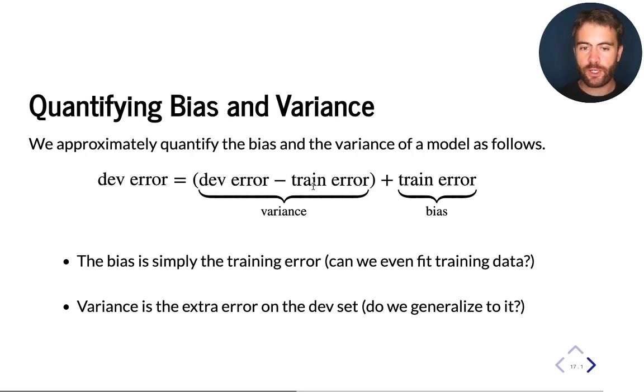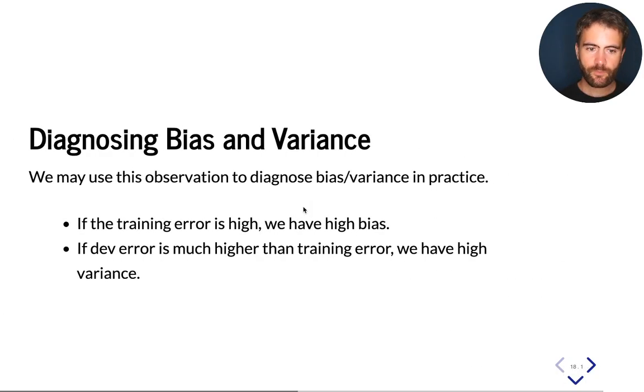Does the model generalize to new data? Does the model generalize to the development set? And if on the development set it has a much higher error, well, whatever it has learned on the training set doesn't generalize. And therefore, this is a sensible estimate of variance. So using these two estimates, we can diagnose whether our model is currently having high variance or high bias. If the training error is high, then we have high bias. If the development error is much higher than the training error, then we have high variance.